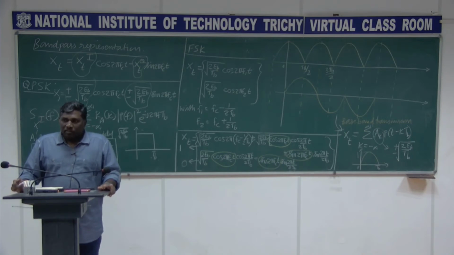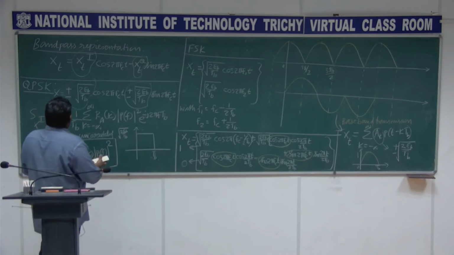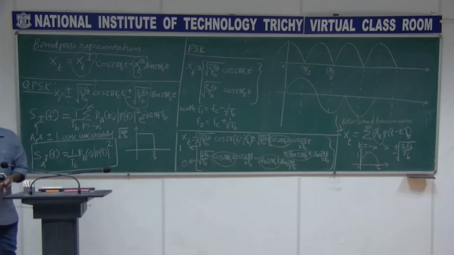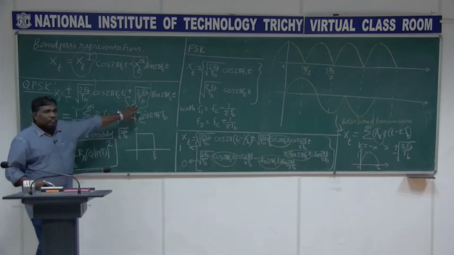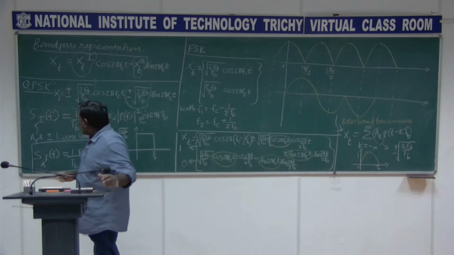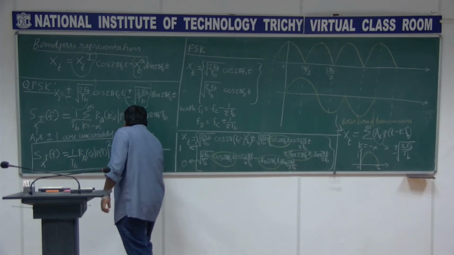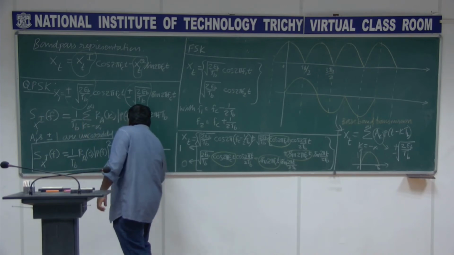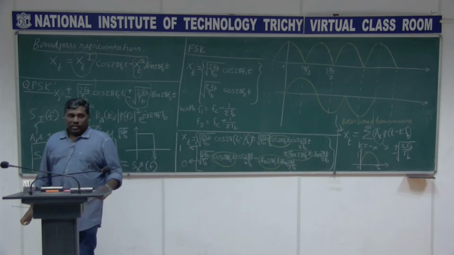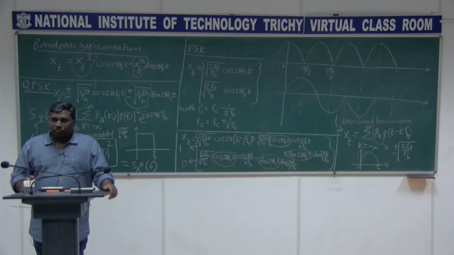You got the point. This is the spectral density of the in-phase component. What about the spectral density of the quadrature component? What do you think? It is going to be the same. There is no difference. The spectral density of the quadrature component is exactly the same as that of the in-phase component, so I just put S_xI equal to S_xQ, because they are the same.